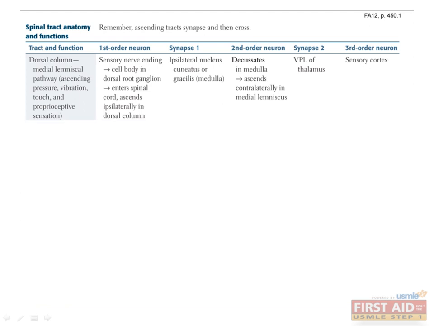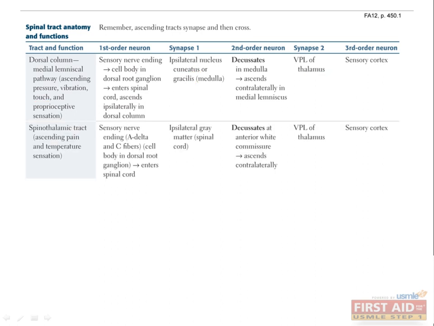The dorsal column medial lemniscus, which we mentioned deals with touch and vibration, has primary sensory neurons located in the dorsal root ganglion. The neuron travels ipsilaterally up to the medulla, where it synapses in the nucleus cuneatus for the upper body and in the nucleus gracilis for pathways from the lower body. The second neuron then crosses to the contralateral side as it travels up the brainstem to the thalamus, where it synapses with a third neuron traveling to primary somatosensory cortex.